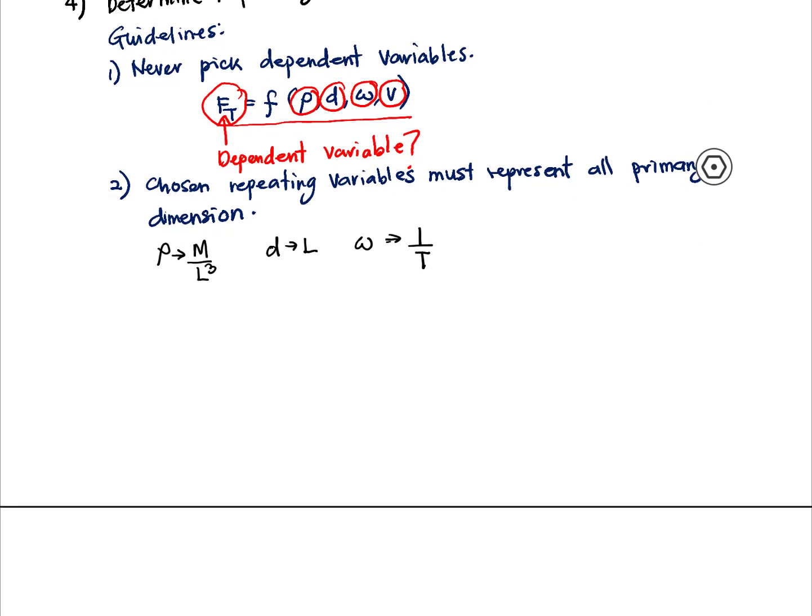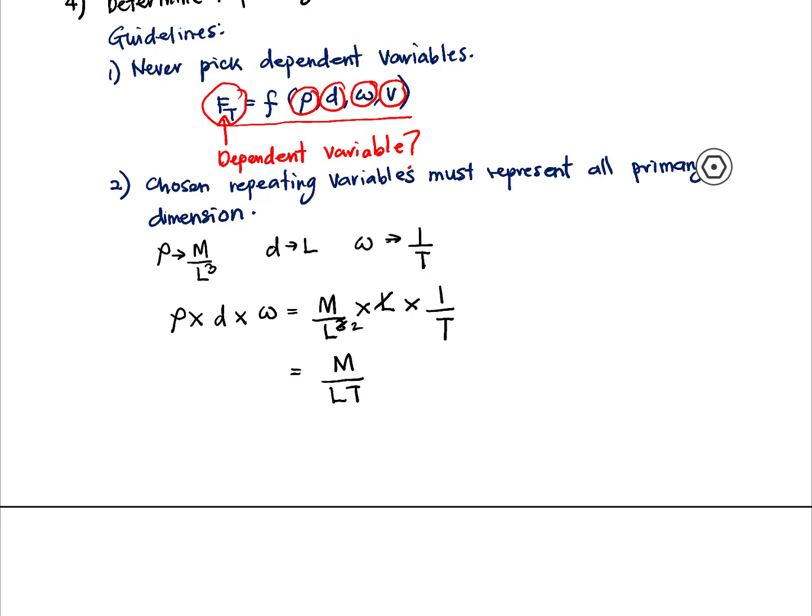So we make multiplication rho, d, and omega. So we multiplied rho times d times omega. What will happen? m/L to the power of 3 times L and times 1/t. So we have to cancel out, and this will be 2. So the unit is m/t.